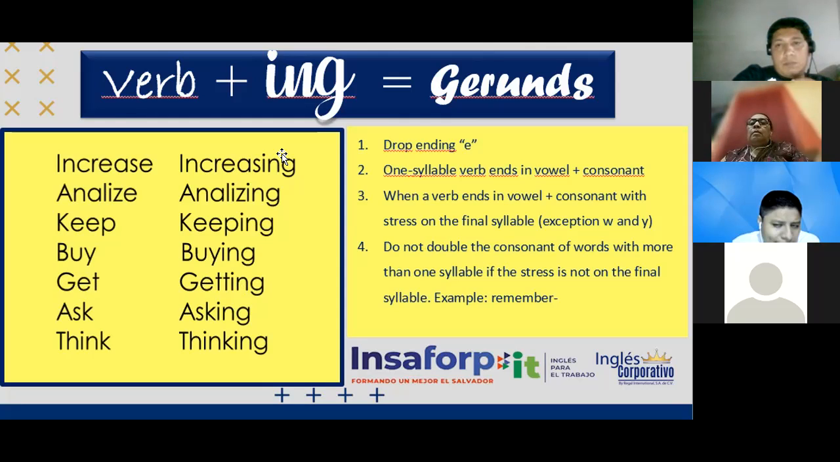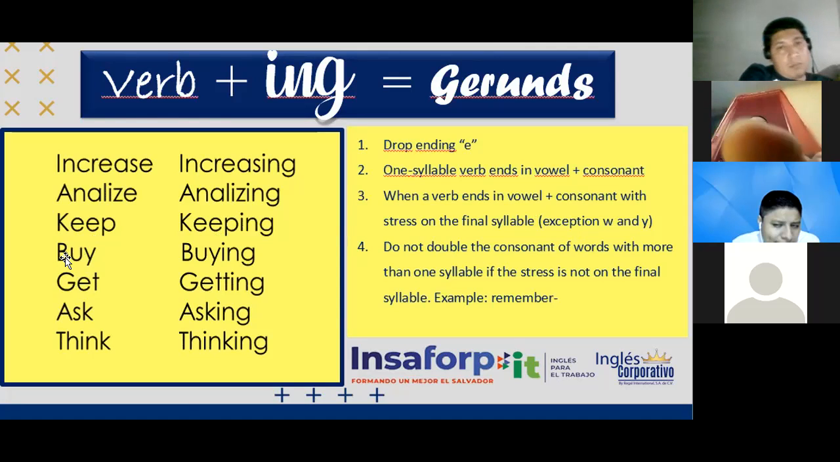Ok, number three, la número tres. When a verb ends in vowel plus the consonant with stress on the final syllable, eso sería exceptuando, ¿verdad? Porque no vamos a hacer doble cuando hay una W o una Y, porque, como en este caso, miren, hay una vocal y una consonante, ¿sí?